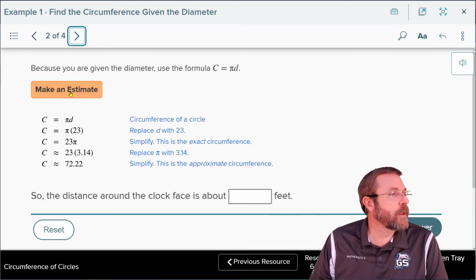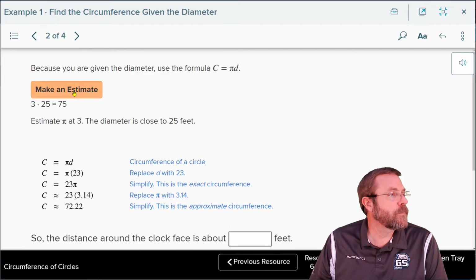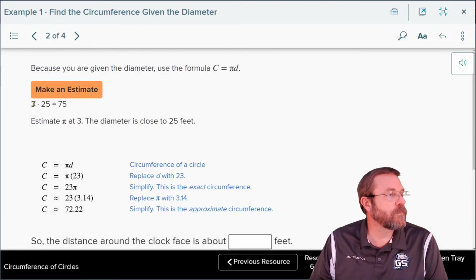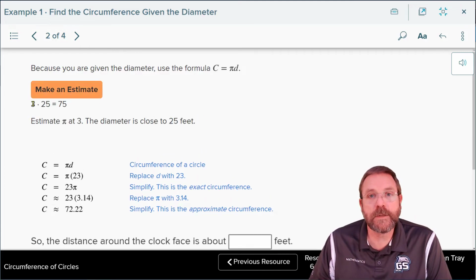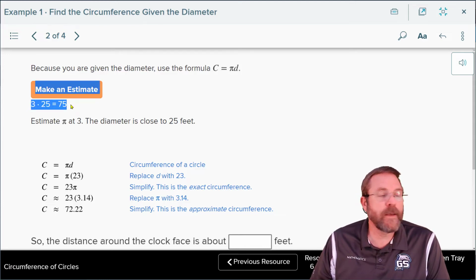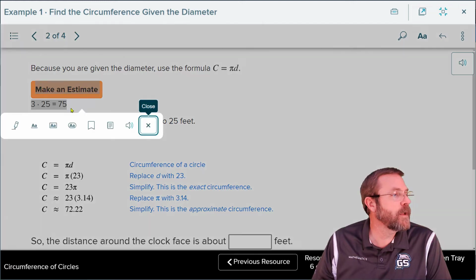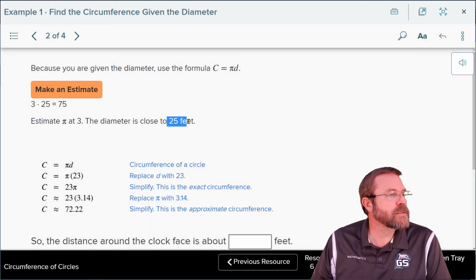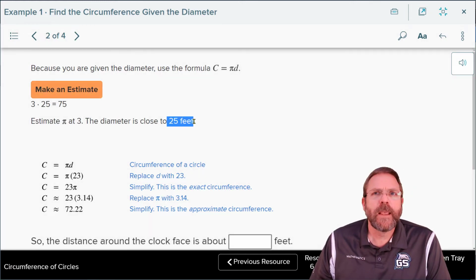They started off by making an estimate, and making their estimate, they said, right here, they just rounded pi to be 3 instead of 3.14. And then they said 3 times 25. They rounded that 23 to 25. And that gave them an estimate of 75 feet.